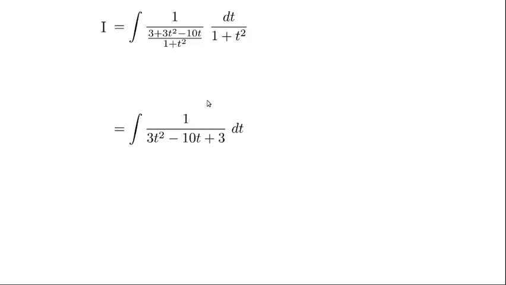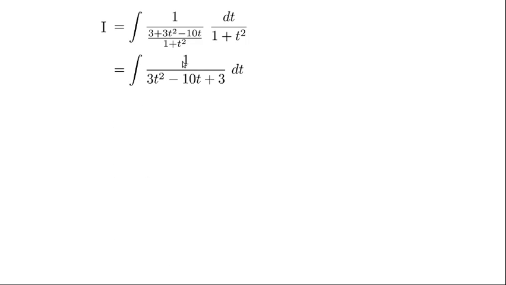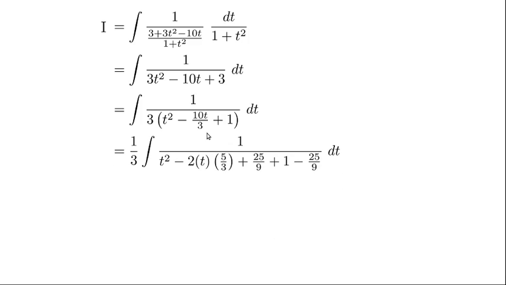Sorry. And now it reduces to 3 plus 3t square minus 10t upon 1 plus t square into dt upon 1 plus t square. These two get cancelled. So it becomes integration of 1 upon 3t square minus 10t plus 3 dt. So again the process is same, take 3 out, t square minus 10t by 3 plus 1, and this 3 goes out, and this one we write as t square minus 2 into t into 5 by 3.